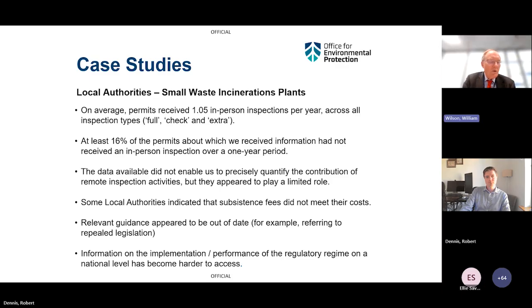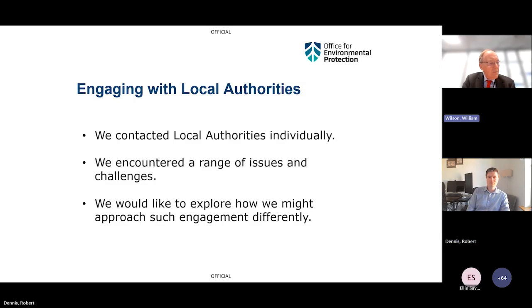One point that we would like to ask you about in the questions, I think, is we undertook a contact exercise with nearly all the local authorities that we could contact individually. We encountered a range of issues and challenges with doing that, and we would like to explore with you and discuss with you, particularly with your EPIC local authority experience, how we might approach that differently and how we might do that more effectively in a future similar case. Is there anything you'd like to add to that, Rob? Otherwise, I'll hand over to Rob to continue the canter through where we got to in the report, and then have some questions. Thanks, Will.